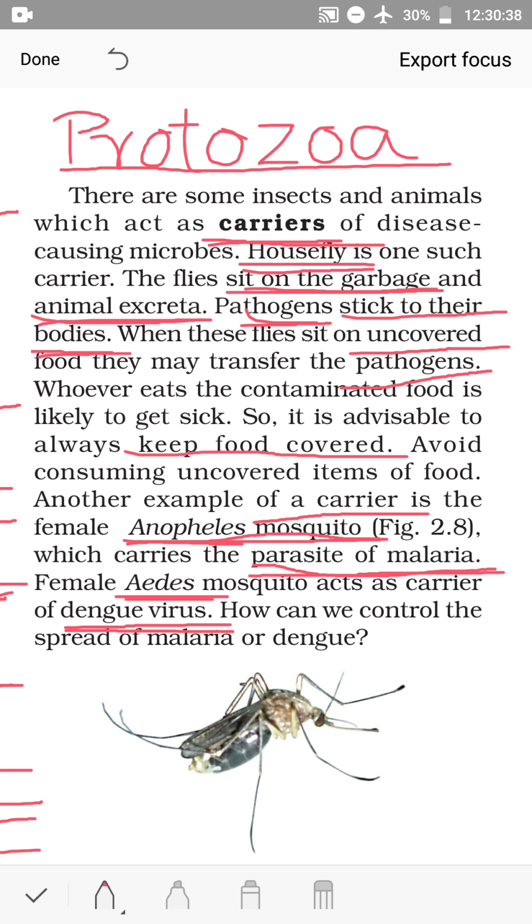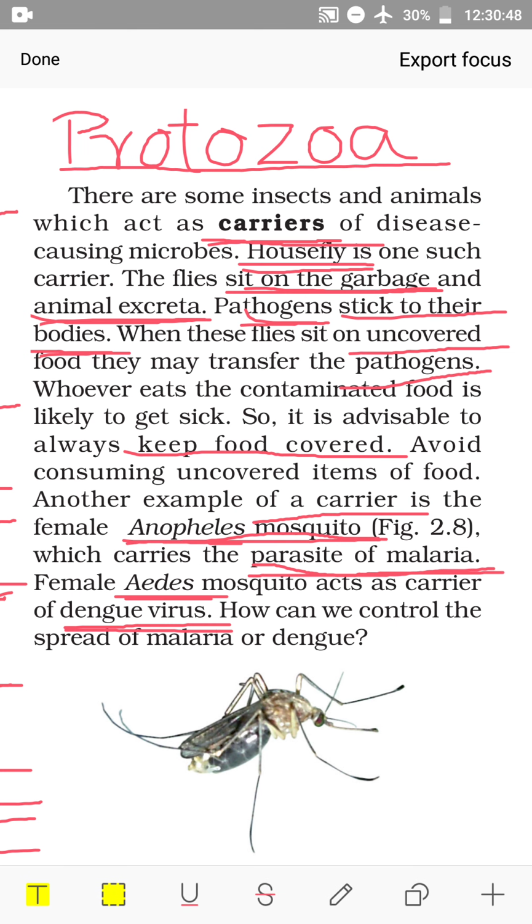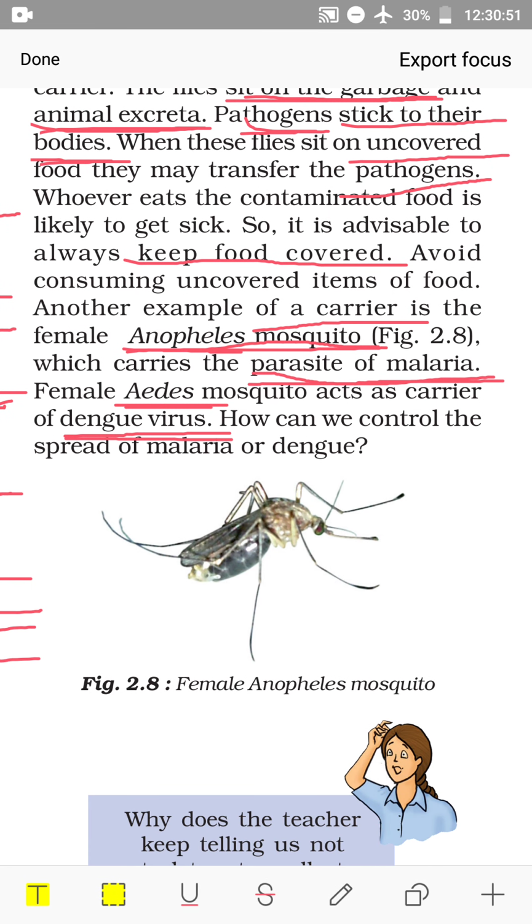How can we control the spread of malaria or dengue? Malaria or dengue are transmitted through mosquito bite. See here a picture of an Anopheles mosquito. So the question is, how can we control the spread of malaria or dengue? As it is a disease caused by insect bite, if we can prevent insect bite, certainly it can be prevented. With this question I complete today's class.